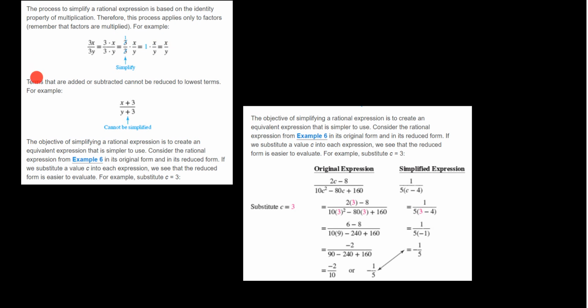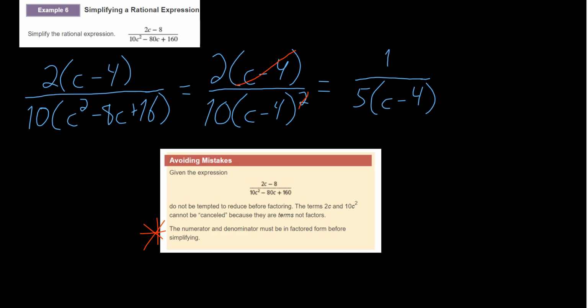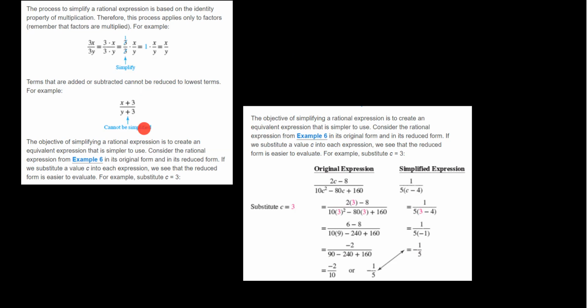Terms that are added or subtracted together cannot be reduced to lowest terms. This is basically what I said on the previous page, right? Except I used a 3 and a 4, or was it a 3 and a 6? Oh, I erased it. Whatever. This is essentially what I did on the previous page. This is again saying that we cannot just cancel the 3's, okay? Because they are terms and not factors.